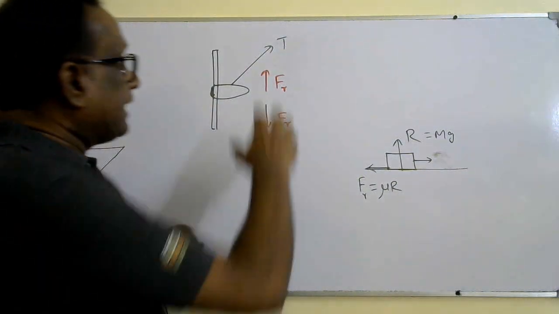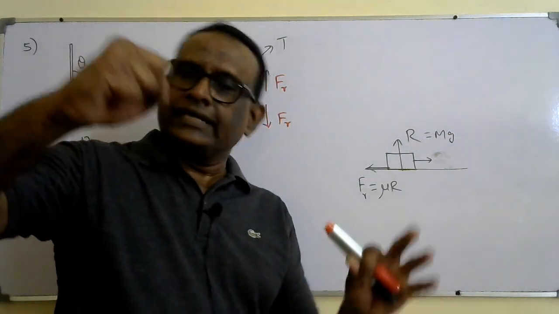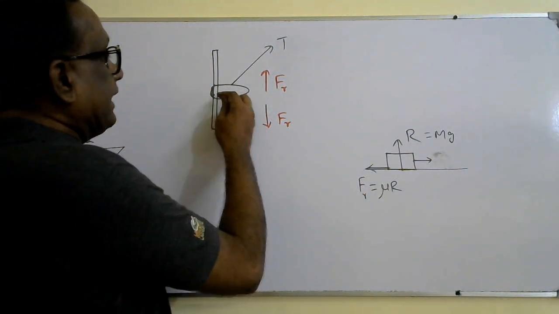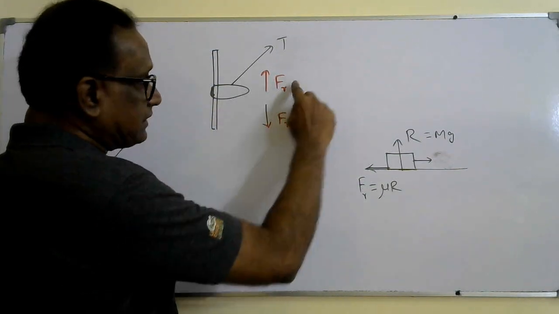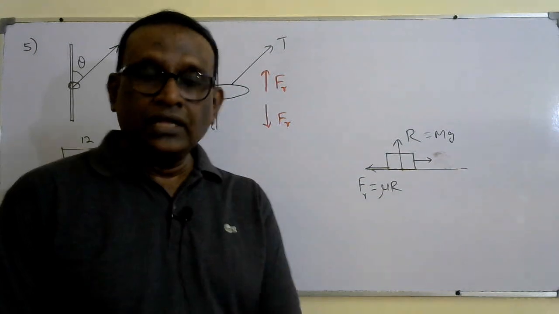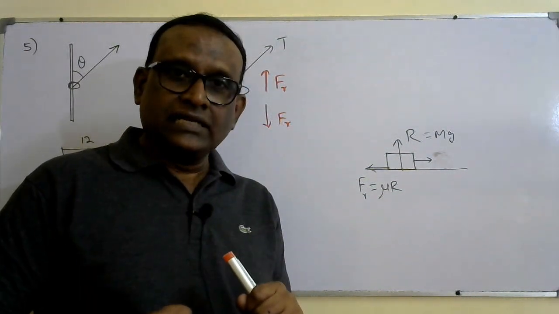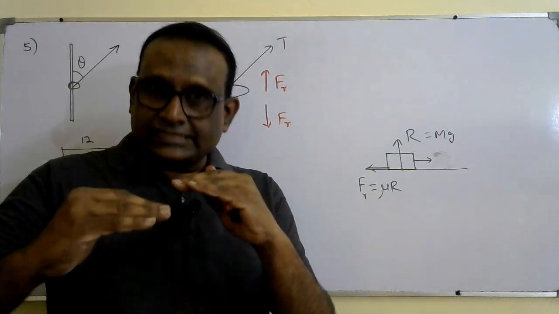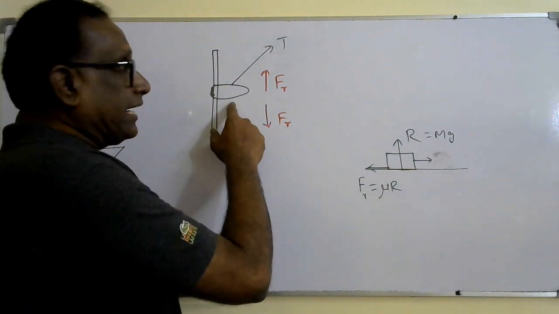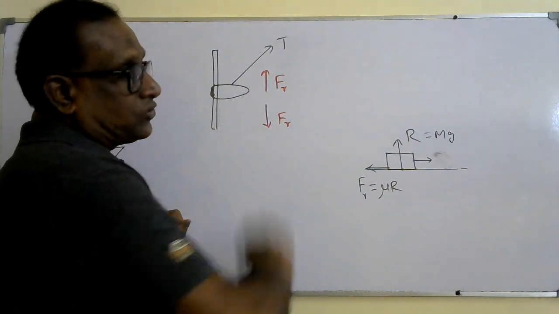If you are holding it, it's at rest. But gradually reduce the tension, and there's a chance it will try to slide down. In that situation, the limiting friction will be in the upward direction. In the same way, gradually increase the tension. There will be a limiting equilibrium in which the ring will try to slide upward, so friction will be in the downward direction.